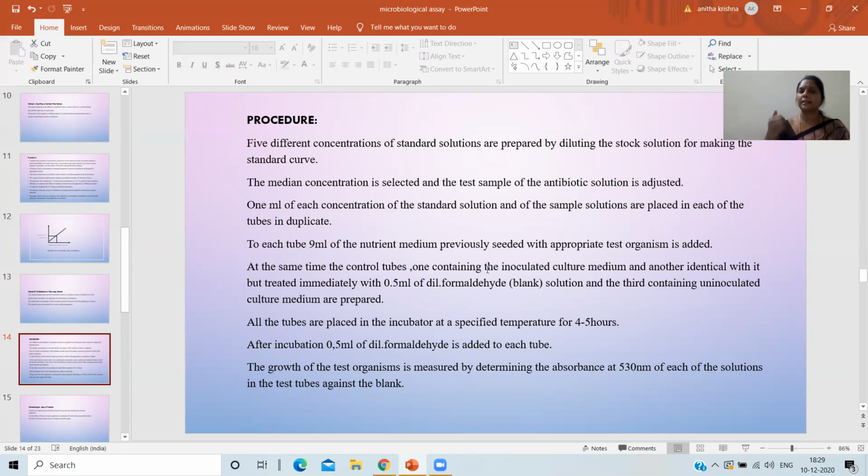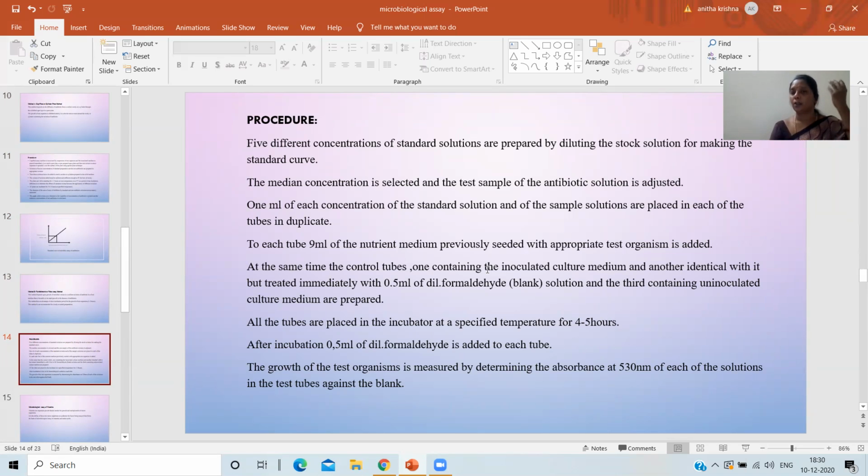Then at the same time, you have to make control tubes, taking 3 tubes again. In 1 tube, you add inoculated culture medium, that is, culture medium containing organism. In the second one, you add inoculated culture medium which is immediately treated with 0.5 ml of dilute formaldehyde. And the third one contains the culture medium but not the organism, uninoculated culture medium. So these 3 are taken as blanks or controls.